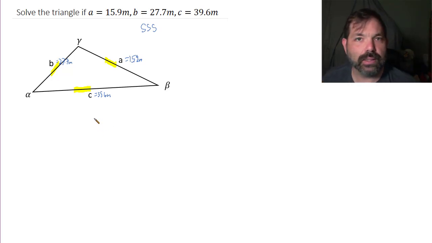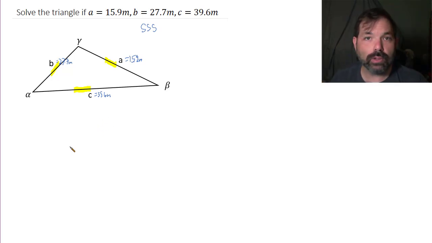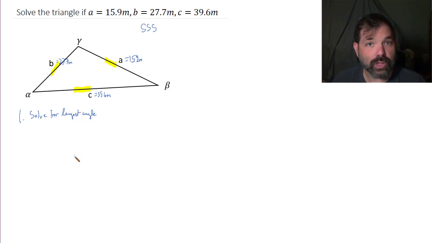So when we have the side, side, side situation, we don't have any angles. We obviously can't use the law of sines to begin with. So we're going to have to use the law of cosines. The good strategy to use is to first solve for the largest angle. So we'll use the law of cosines to solve for the largest angle, which in this case is going to be gamma, since it is opposite the longest side.